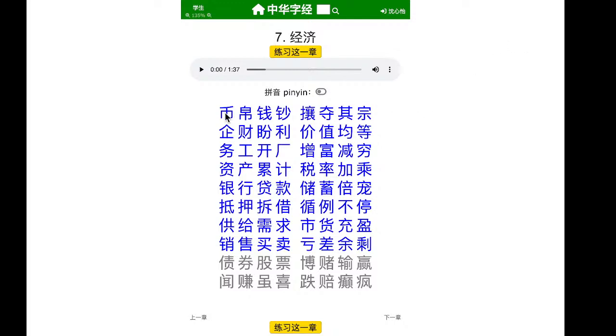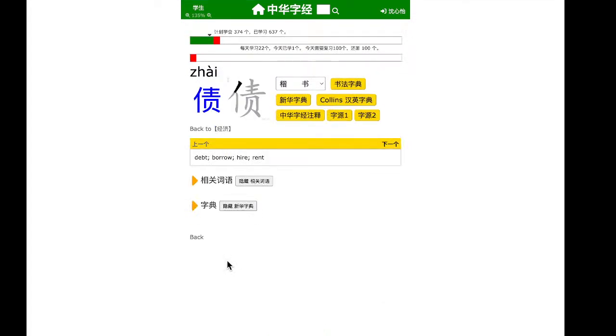Today we're going to wrap up this unit on the economy and get started on the next unit, which is culture. So here's where we left off.